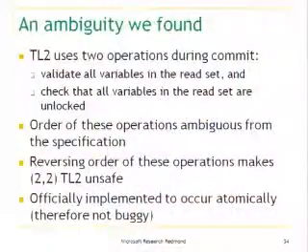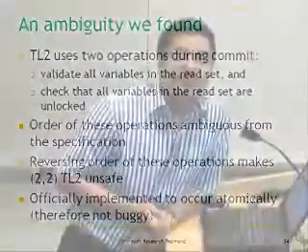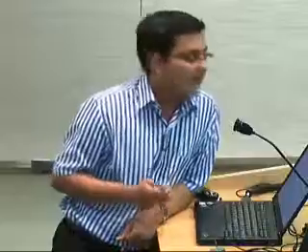So we did all this, and to put it to use, we looked at different transactional memories. TL2 was our main interest because it's one of the best performing TMs today. It uses two operations during the commit. First, it validates that all the variables in the read set have not changed since they were last read, and then it also checks that all the variables in the read set are unlocked.